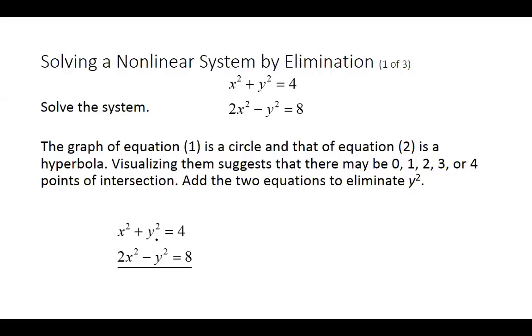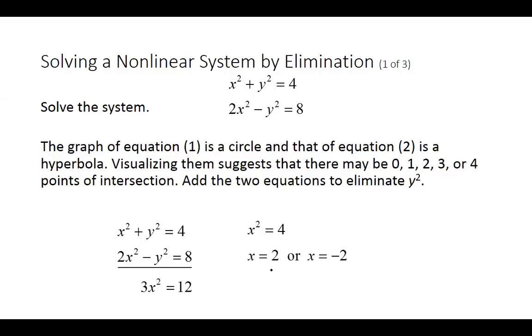In this case, if you want to calculate that, we can use the elimination method here. As you can see, the coefficients of y squared are opposite of each other already. So if I just simply add them up, I get x squared plus 2x squared would be 3x squared. 4 plus 8 equal to 12. Divide both sides by 3. You get x squared equal to 4. We get multiple intersections for these problems. x would be equal to plus and minus 2.